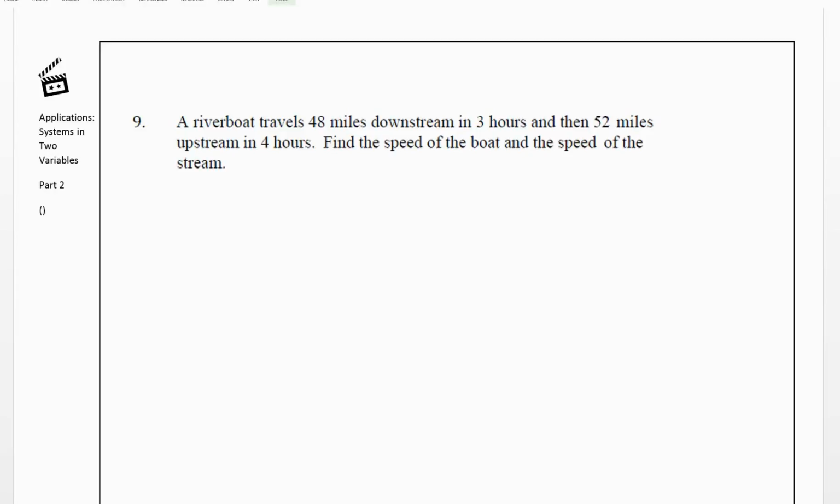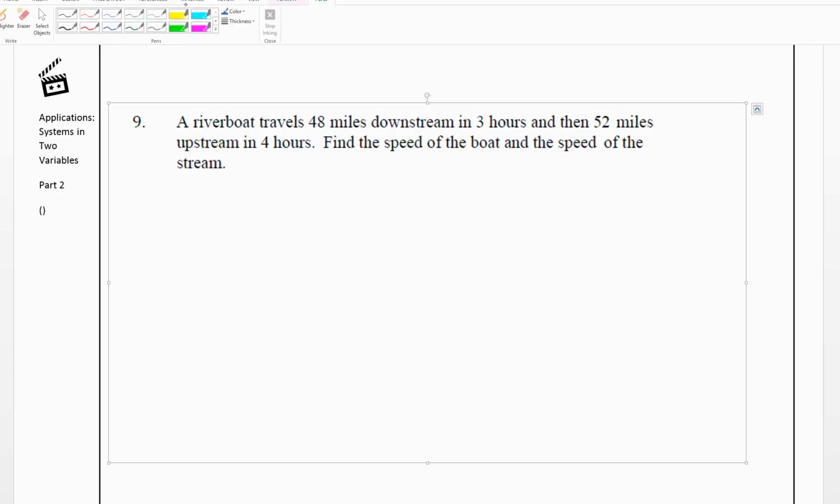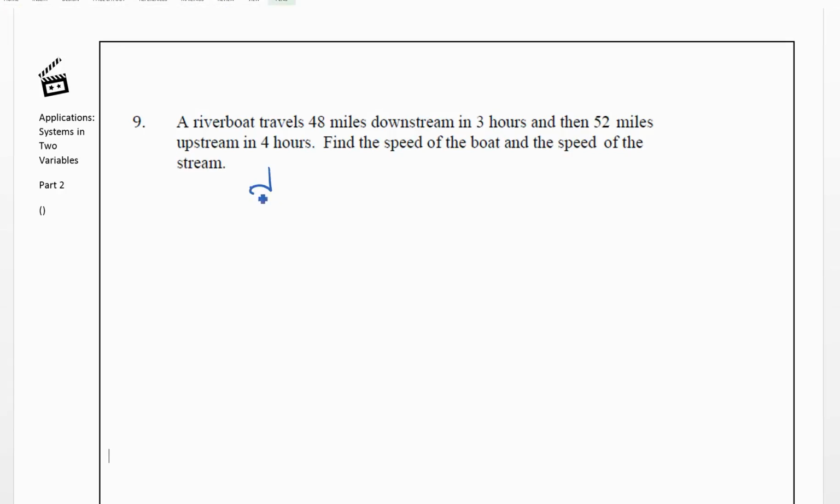Okay, we're going to do another application of systems of equations, and this is one that's talking about distance and also about going downstream or upstream. So these are two things that you've probably seen a lot in word problems, and so let's go over a few things before we start. When we have a distance problem, we always use the formula distance equals rate times time.